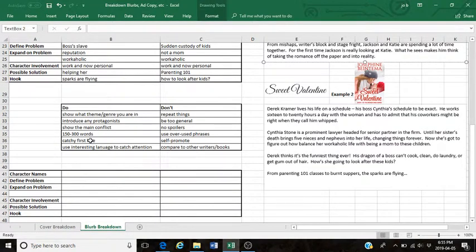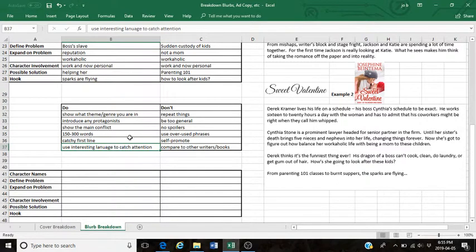So again, use a catchy first line and use very interesting language to catch the reader's attention and keep them involved. Because your blurb is your second impression. Your first impression is your actual cover. So don't repeat things and don't be too general. You've only got 150 to 300 words.